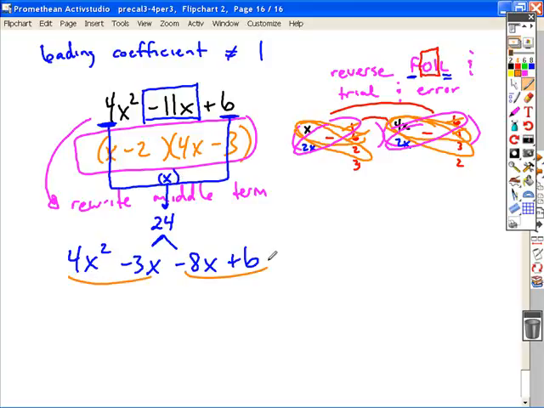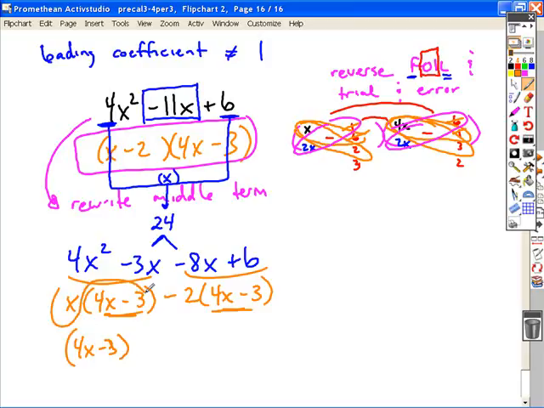In this first pair of terms, what common factor can you remove? An x, and that leaves a 4x minus 3. In the second pair of terms, what common factor can you remove? 2, and that leaves a 4x minus 3. So of these, your common factor of 4x minus 3 is removed, and what terms are left to make up your other factor? X minus 2.